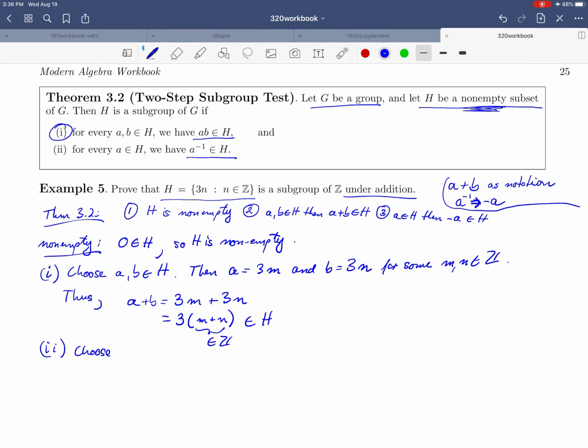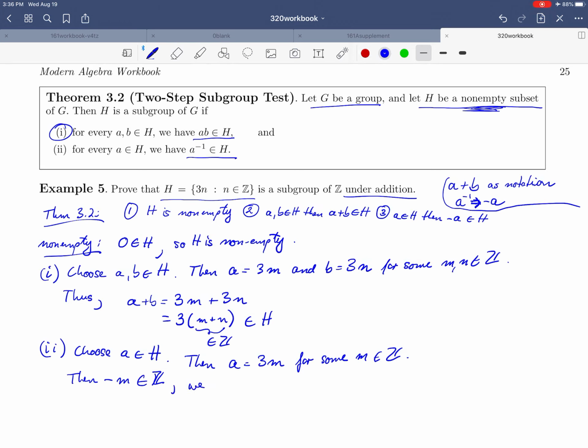So we choose again a in H, and we have to show that minus a is also in H. If a is in H, then a is equal to 3m, using the same notation as before, for some m in Z. But if m is in Z, then minus m is also in Z, because Z is a group and m is in Z, and so the inverse of m is also in Z. So minus m is in Z.